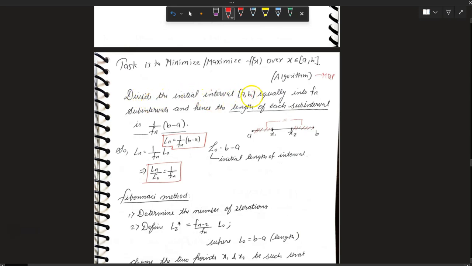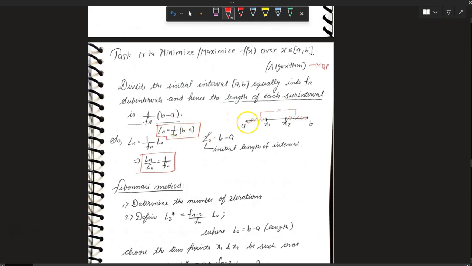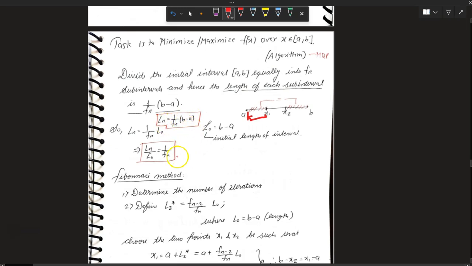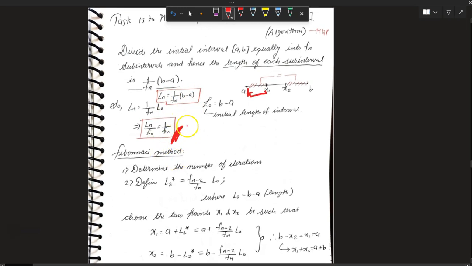Divide the initial interval AB equally into Fn subintervals. The length of each subinterval can be given as follows. A and B is the range, so you have to divide it such that the length of each subinterval comes as 1 upon Fn times (B minus A). So the length of one division can be calculated as Ln equals 1 upon Fn (B minus A). If you rearrange it, you will get this. This is an important result you should remember.